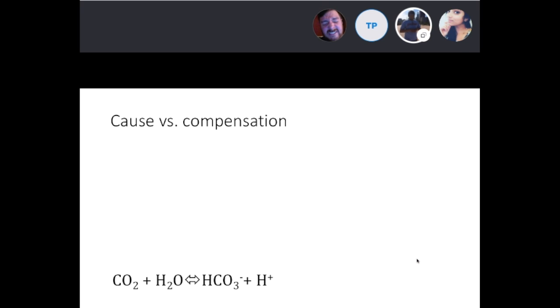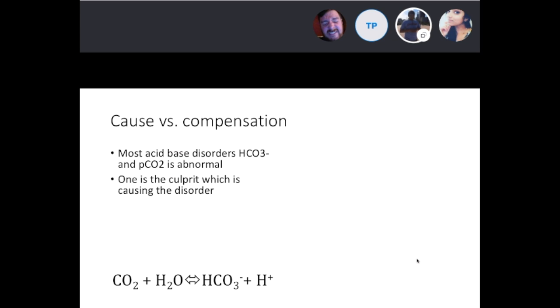So the thing that I want to talk about is cause versus compensation. How do you know what is causing it and what is compensating for it? In most acid-base disorders, your bicarb and PCO2 are going to be abnormal. One is the culprit, which is causing the disorder, and the other is the compensatory change. So let's test this, and I'm going to give you an example.